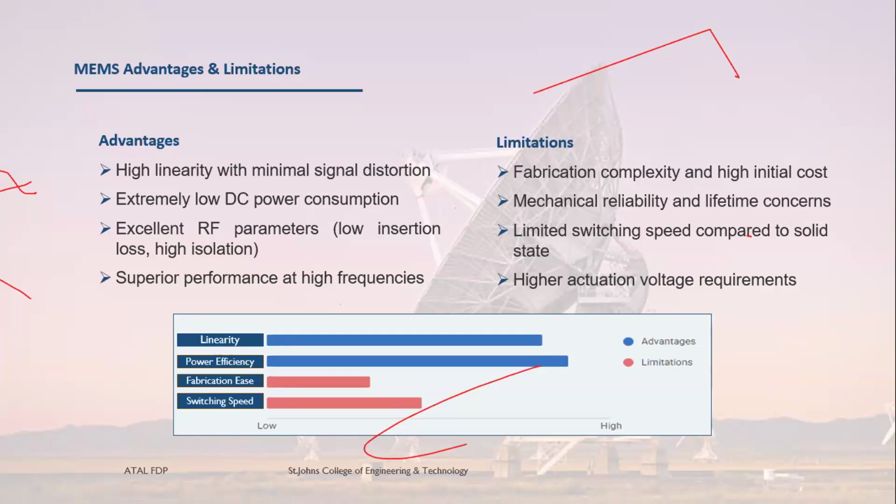So please, all of you, look at these advantages and disadvantages of MEMS. The limitation is fabrication complexity and initial cost. One more disadvantage is the lifetime concern. And the third one is speed is limited compared to your solid state devices. High actuation voltage is required to turn it on or turn it off. But as the other parameters are good, insertion loss and isolation are very good compared to other things. So that is about my MEMS.